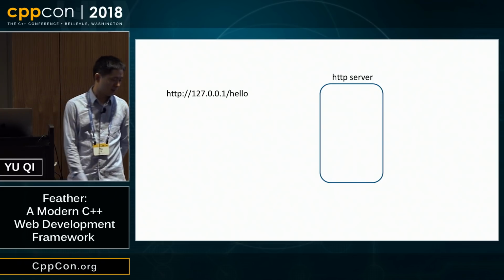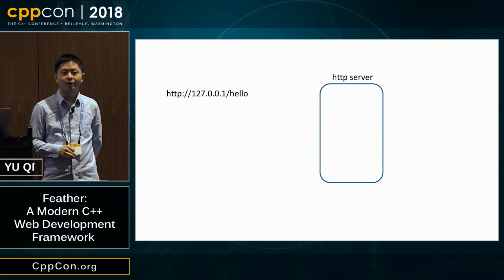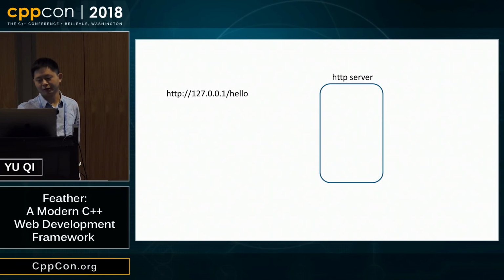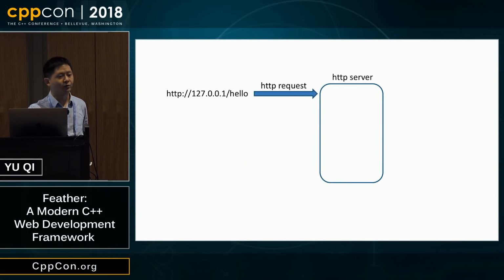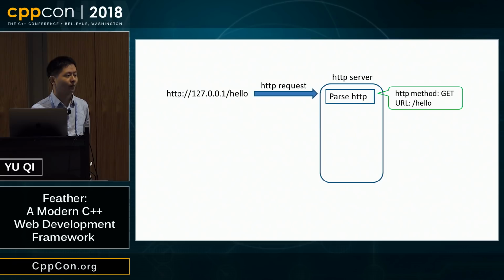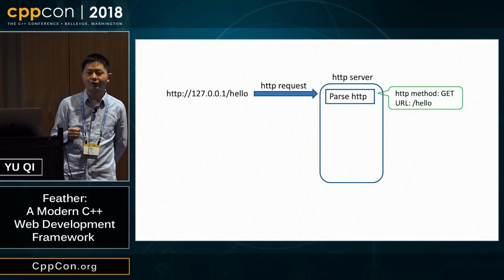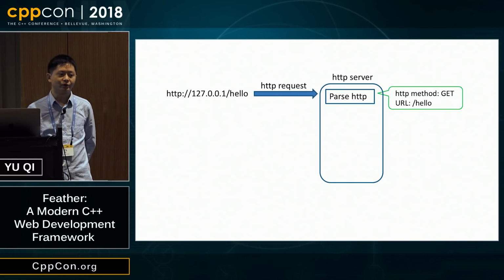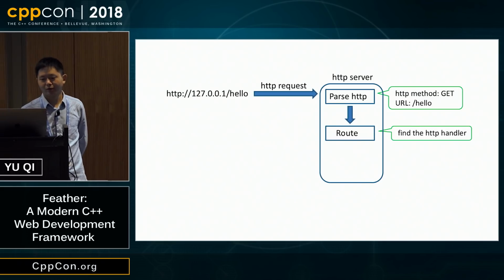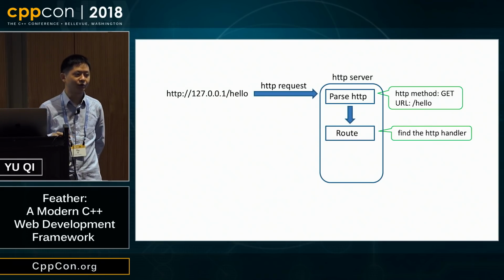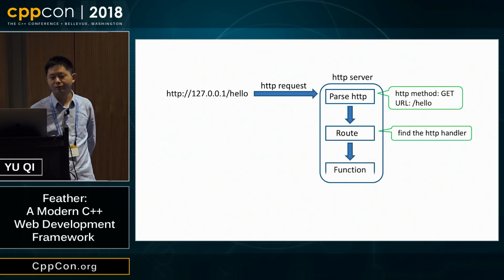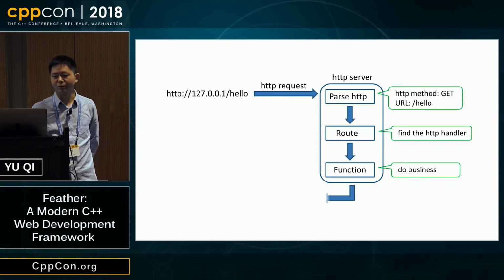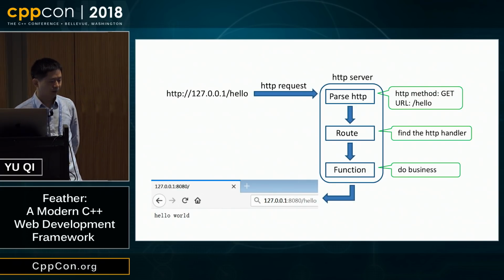Okay, let's look at how the HTTP server deals with the HTTP request. If the client sends a request, the server will parse the HTTP protocol to get some information, such as the HTTP method, the URL, and the headers, and so on. After that, the server will route the request to a controller function. The controller function will do the real business. At last, it returns back to the client.